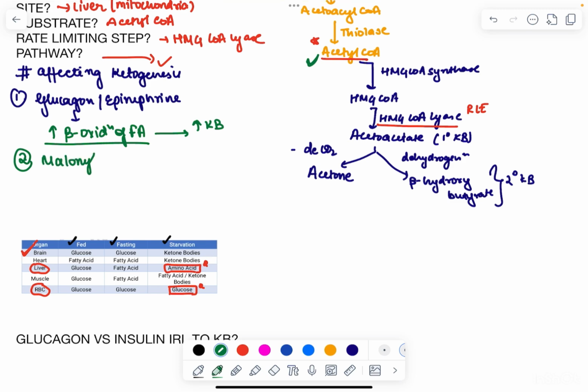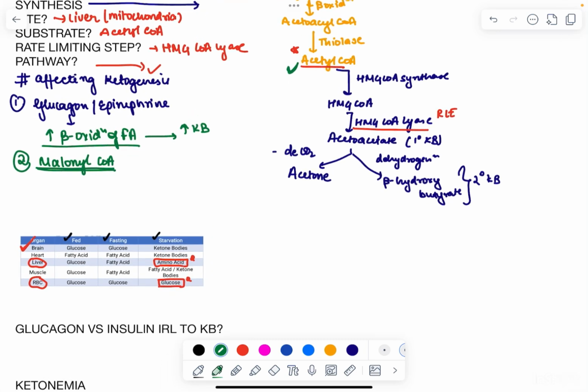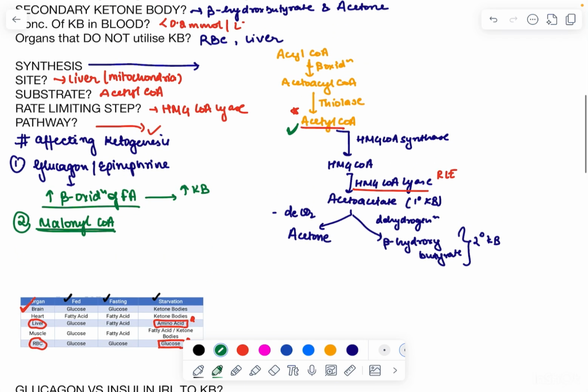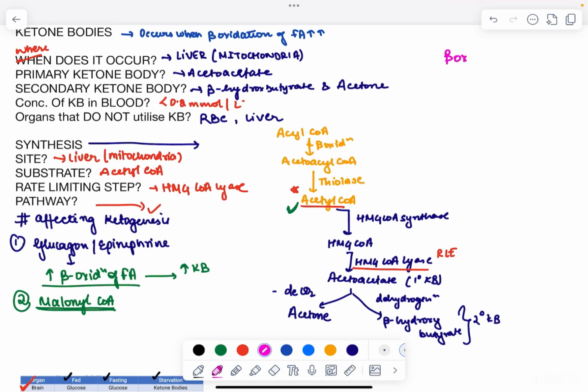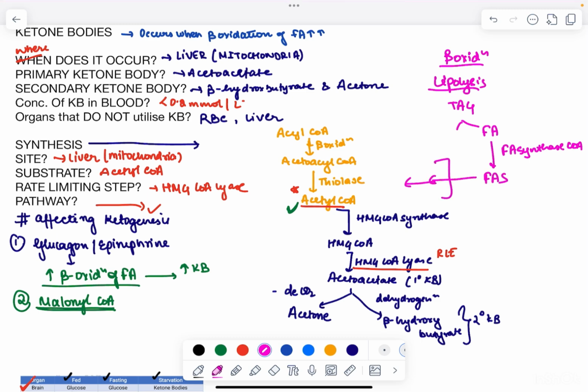Now there is a very important thing that you should know. Malonyl CoA basically inhibits ketone body formation. What happens in beta oxidation, or basically lipolysis, is we have TAG, right? Then it gets converted into fatty acids. Now fatty acid synthase, and there is CoA, which forms fatty acyl CoA, and then it goes inside, and over here there is an enzyme which acts on it.